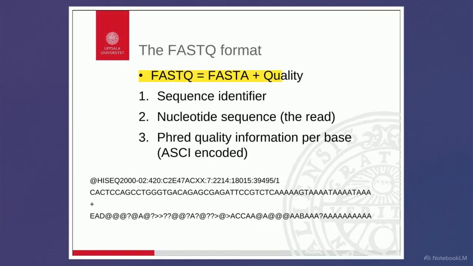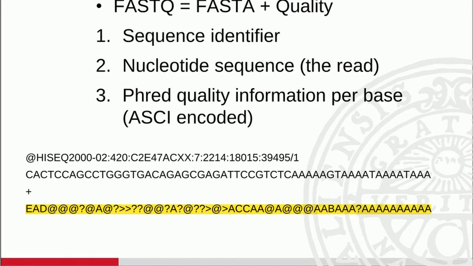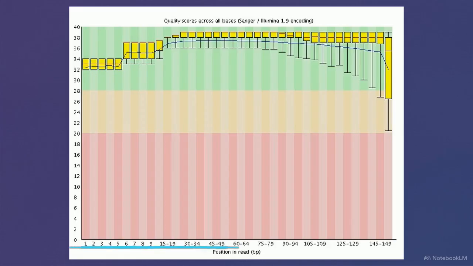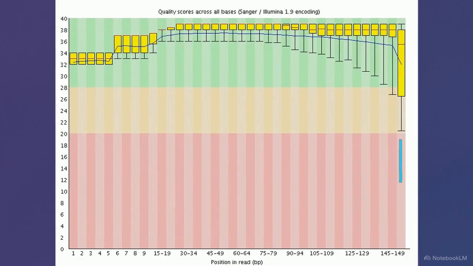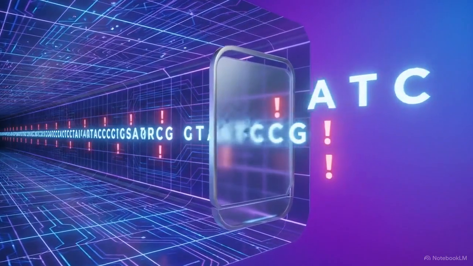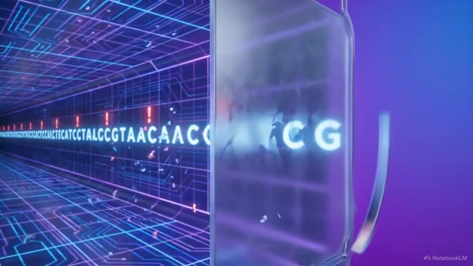It pairs every nucleotide sequence with the machine's own accuracy estimate. This fourth line uses ASCII characters to encode the Phred quality score. Each symbol represents the mathematical probability that the base above it was called incorrectly. This chart tracks those quality scores across the entire length of a read. You can see the confidence levels are high at the beginning, but tend to degrade as the machine reaches the end of the sequence. By recording these errors, the FASTQ format allows researchers to programmatically discard low-quality data before it leads to a false positive or a misdiagnosis.